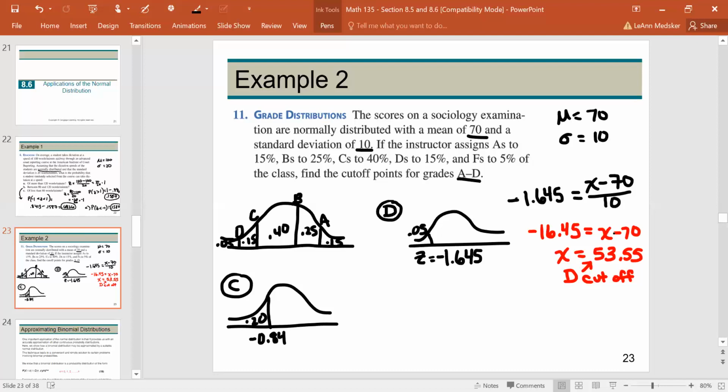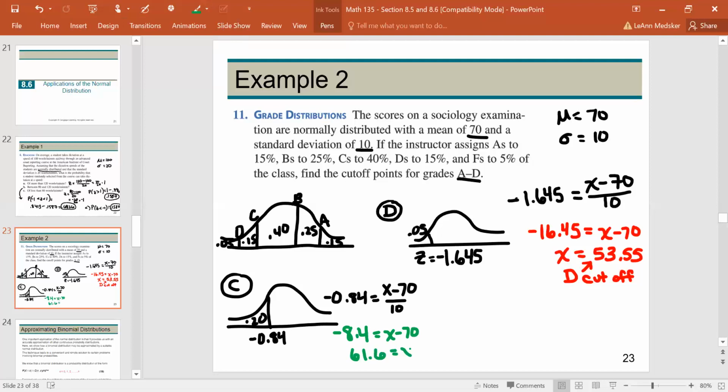So then we set up our formula again. We say, okay, this is my z-score, and this is the item we're looking for, minus the mean divided by the standard deviation. So again, we're going to multiply both sides by 10. I'll do it in a different color this time. So that would be negative 8.4 equals X minus 70. Add 70 over, and that's 61.6.